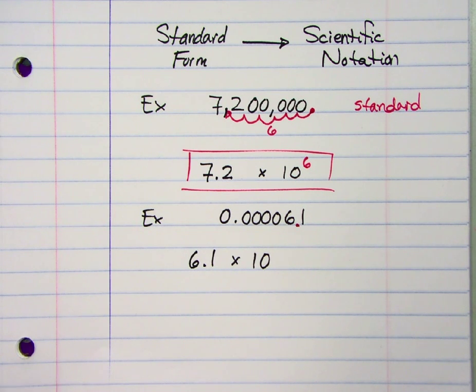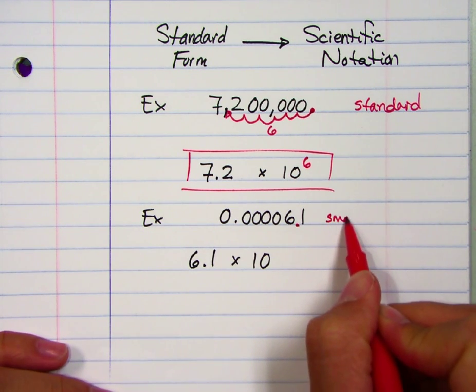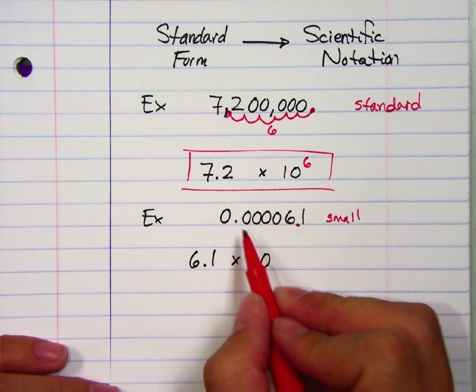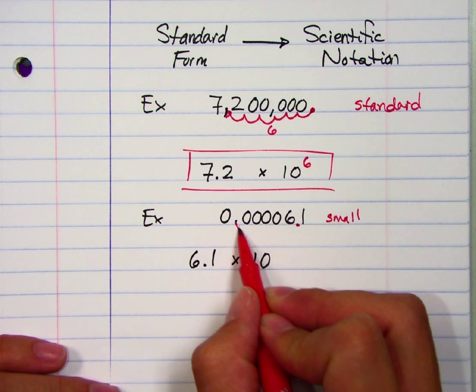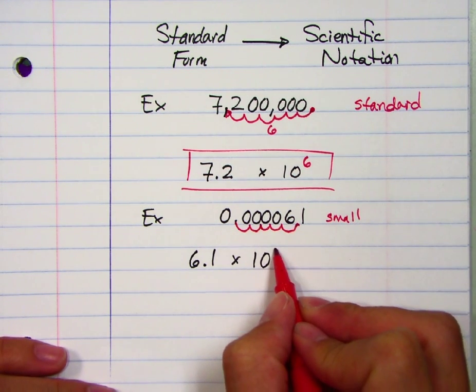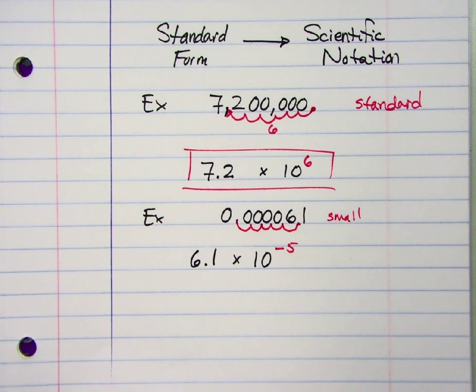Now, this is a really small number. Small numbers tell me that this exponent here is going to be negative. All I have to do now is count how many spots I had to move. That's 1, 2, 3, 4, 5 spots. So I'm going to say this is the negative fifth power. Okay, once you try a couple, let me know.